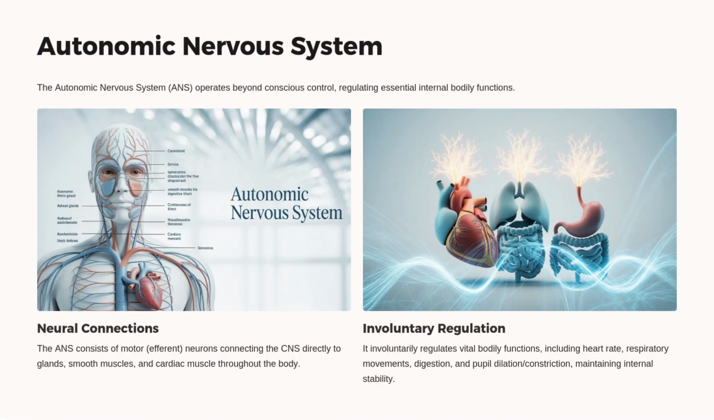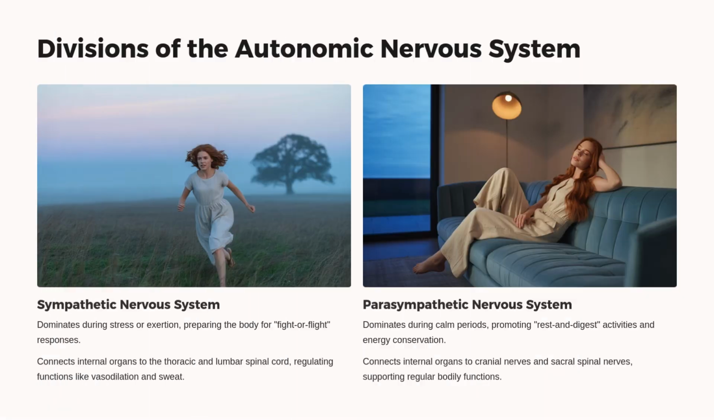Autonomic nervous system. The autonomic nervous system, ANS, operates beyond conscious control, regulating essential internal bodily functions. Neural connections. The ANS consists of motor efferent neurons connecting the CNS directly to glands, smooth muscles, and cardiac muscle throughout the body. Involuntary regulation. It involuntarily regulates vital bodily functions, including heart rate, respiratory movements, digestion, and pupil dilation/constriction. Maintaining internal stability.